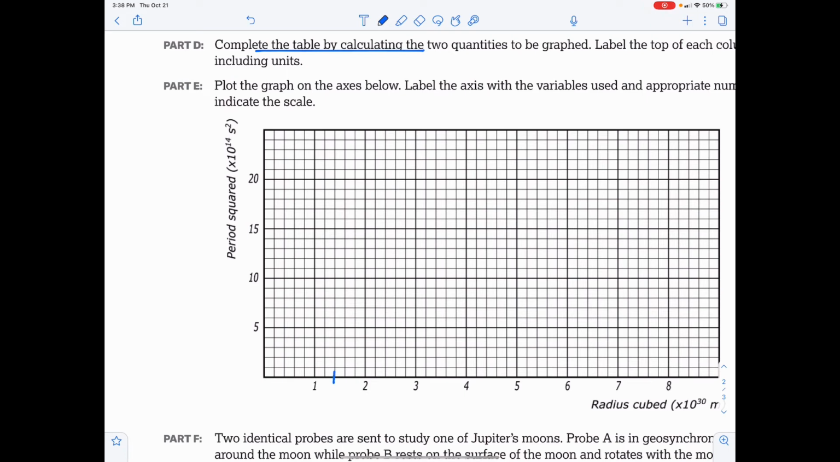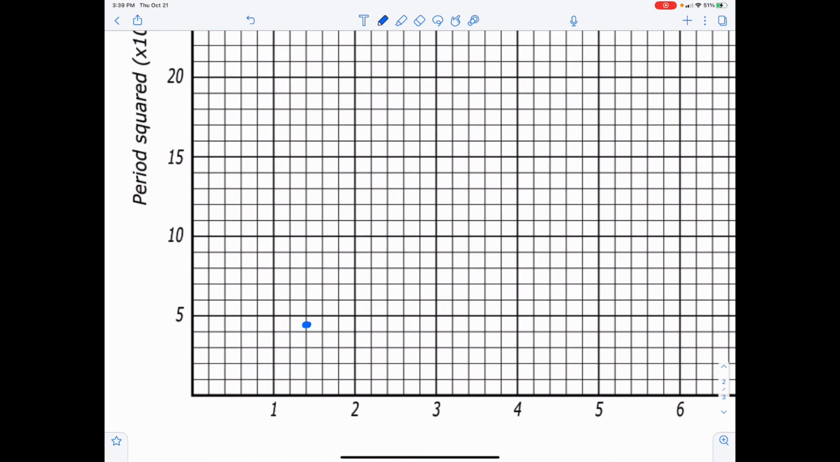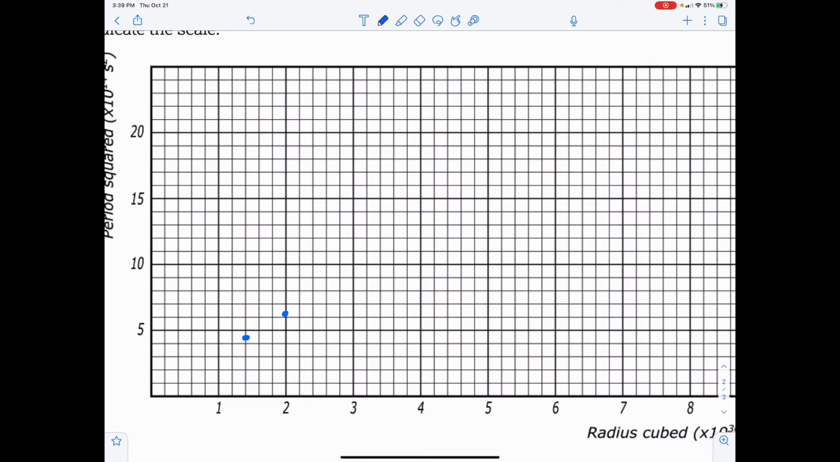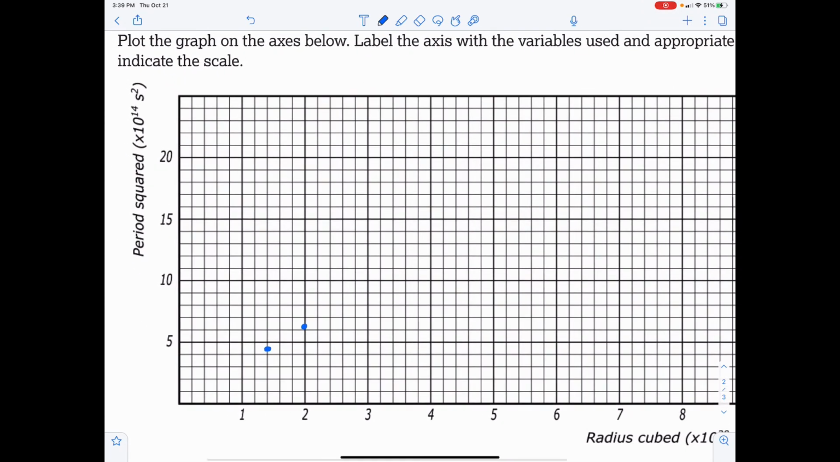0.40 is here. 4.3, well, kind of like 4.5, so it'd be right here. The next one, I'm going to go over 2 and up 6.2. Here's 6, so I'm kind of going over, not quite 6.5. Right there. My next one, I'm going to go over 5, and then I'm going to go up 16.4, so up 16.5. So over 5, up between 16 and 17. About right there.